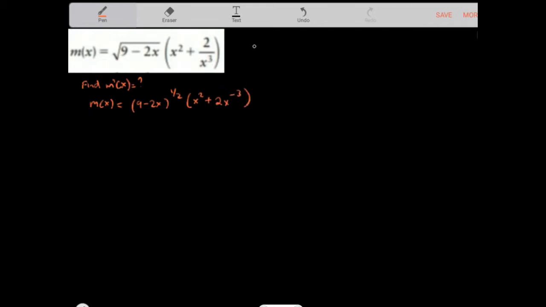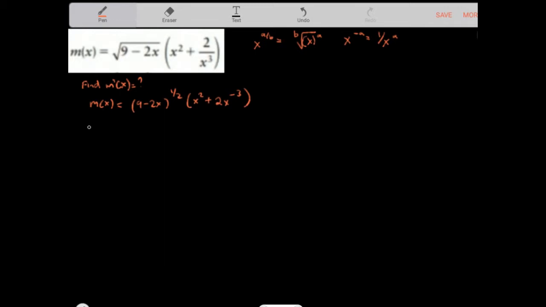The two rules I just employed: x to the power a over b is equal to the bth root of x to the power a, where b is the index and x to the power a is the radicand. And I also used x to the power negative a is equal to 1 over x to the power a. So you should be familiar with some of these exponent rules.